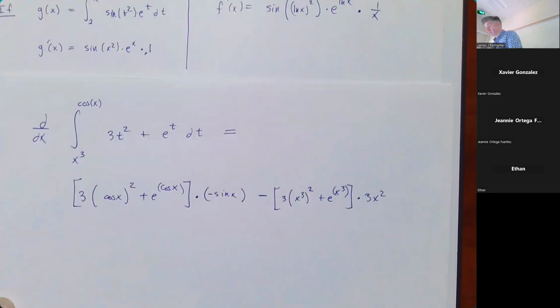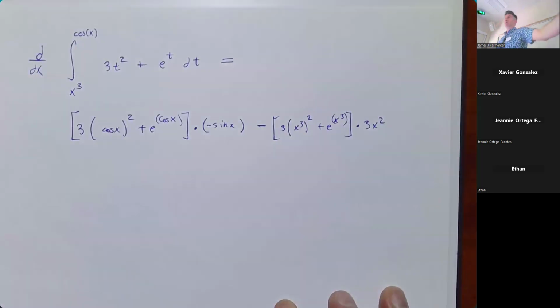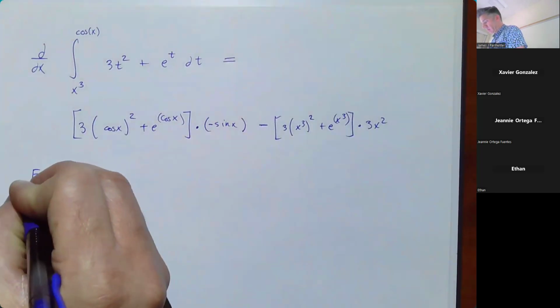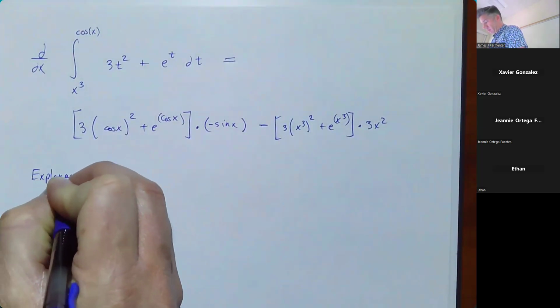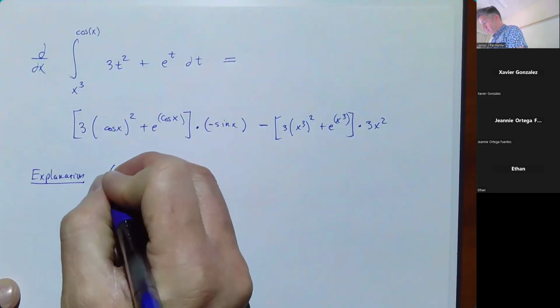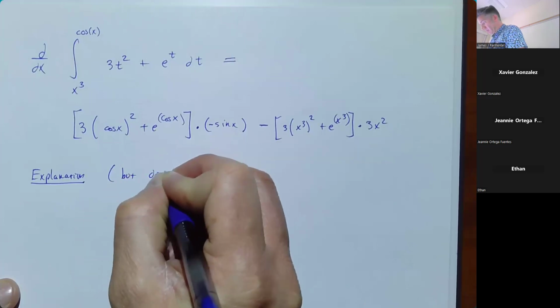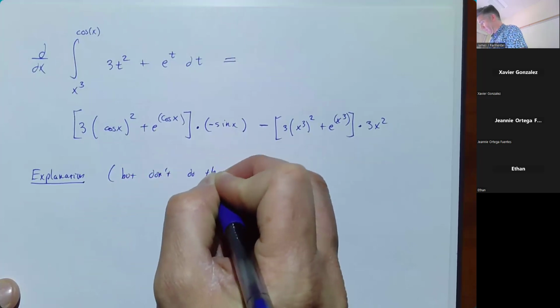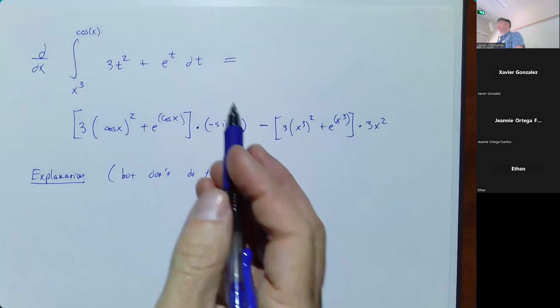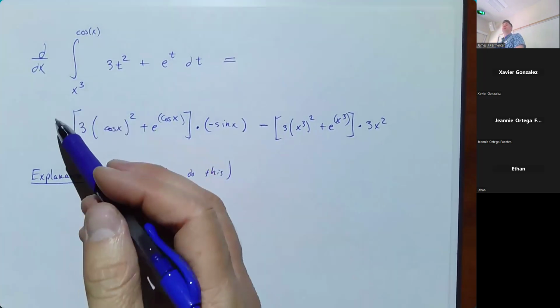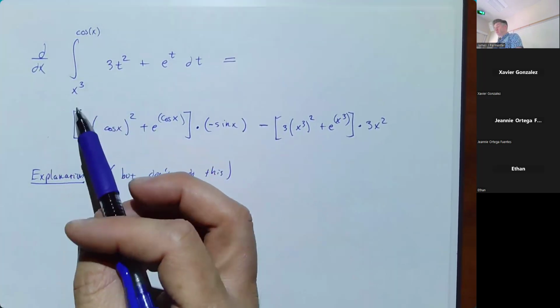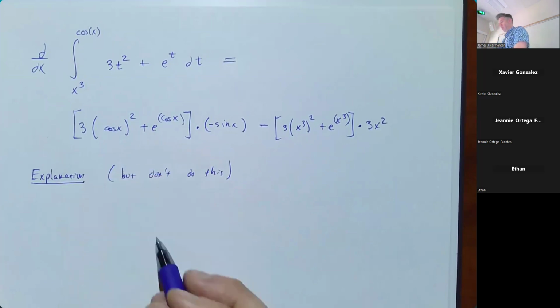They don't want you to do all the work I'm about to show you. So here's the explanation. But don't do this. Not that you can't write this down, you're welcome to write this down. Just when someone asks you a question like this, they don't want you to. Most of the time you can't do it the long way, but even if you could, you shouldn't. So let me show you what I mean.